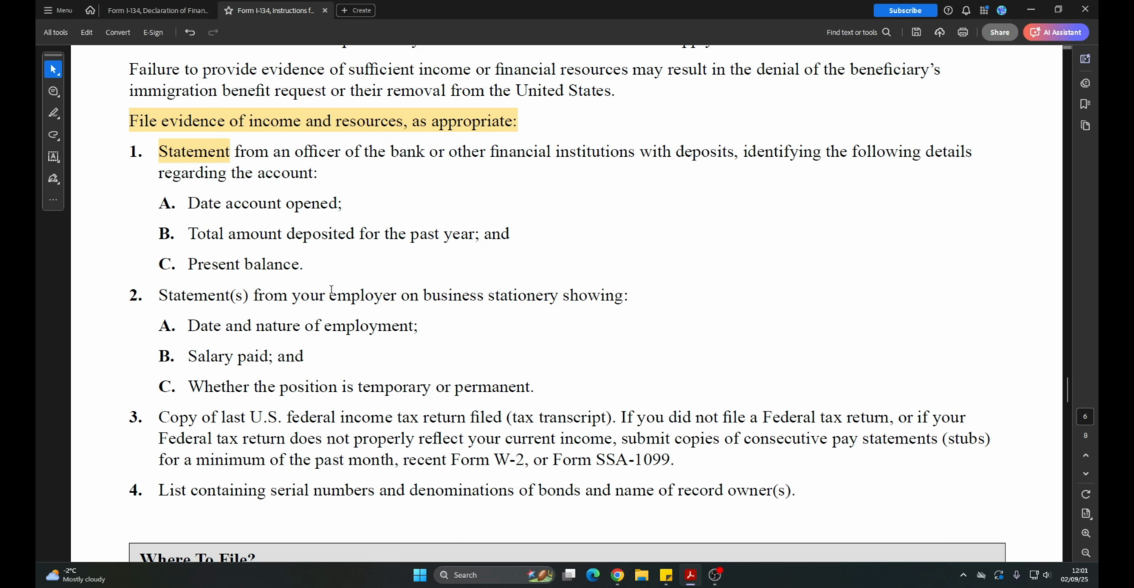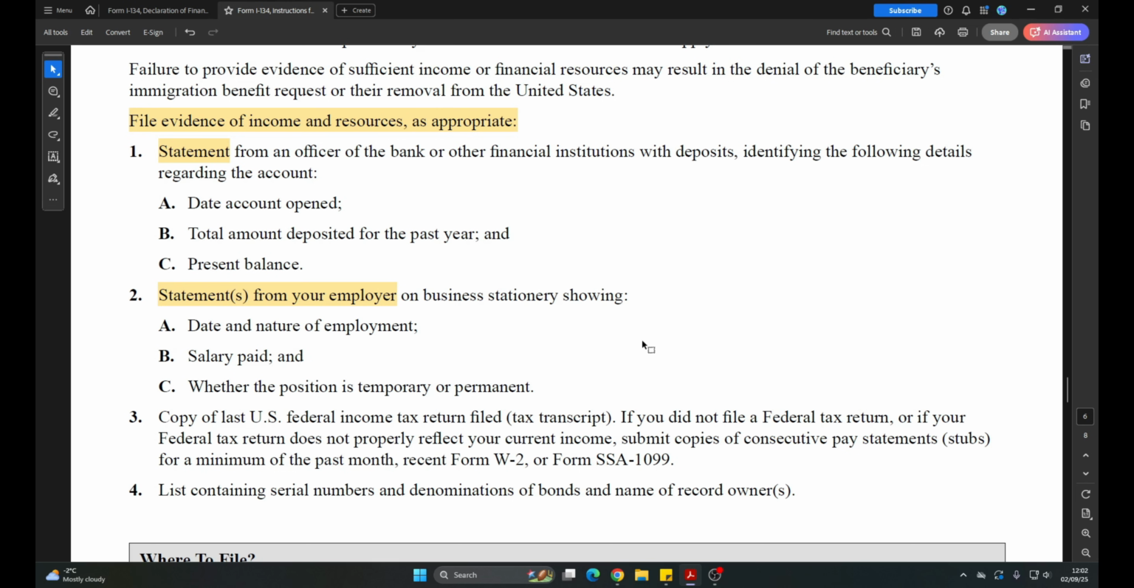To prove your income, if you are employed, you will need to provide a statement from your employer, also known as an employment verification letter, that will talk about the nature of your employment, so your occupation, when you started it, your current salary, and if your position is temporary or permanent. But aside from this, you can also provide 6 months of your pay stubs from this job.